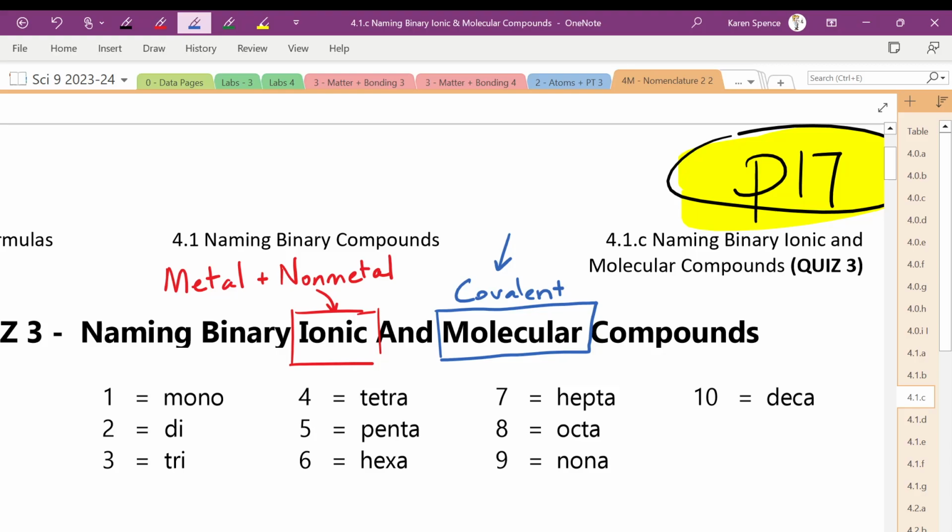So ionic is made from metal and non-metal. Covalent is made from non-metal plus non-metal.